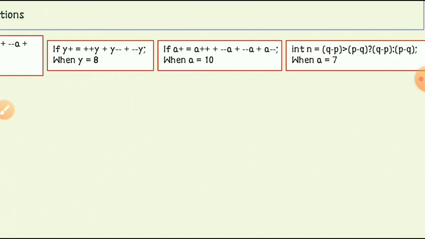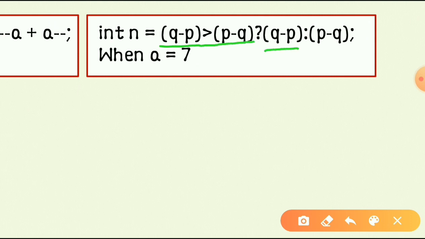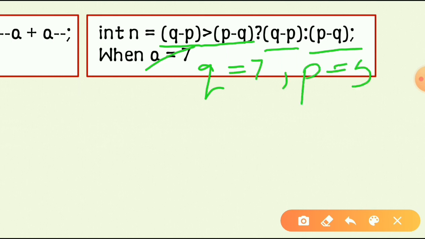Now see over here, let us zoom this out. Now let us try to break this ternary operator. See, this one is your condition, this is for true, this is for false. Now let us try to find out whether your expression results in true or false. There is a slight mistake in this question. You should not be writing a equal to 7. Please cut this portion. Write down q equals 7 and p equals 5. Now for these values, let us solve our question.